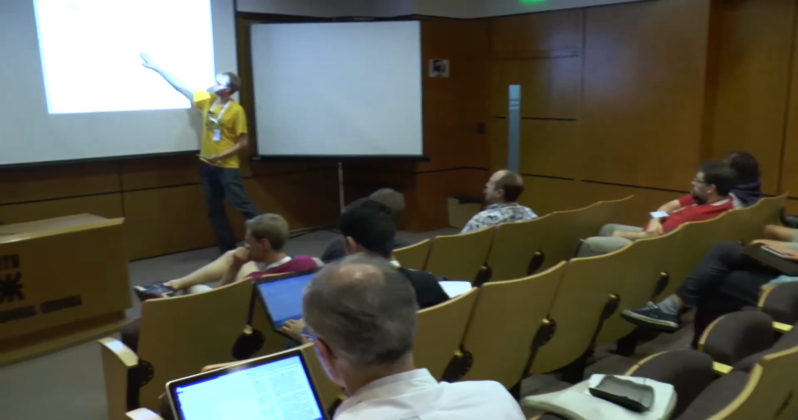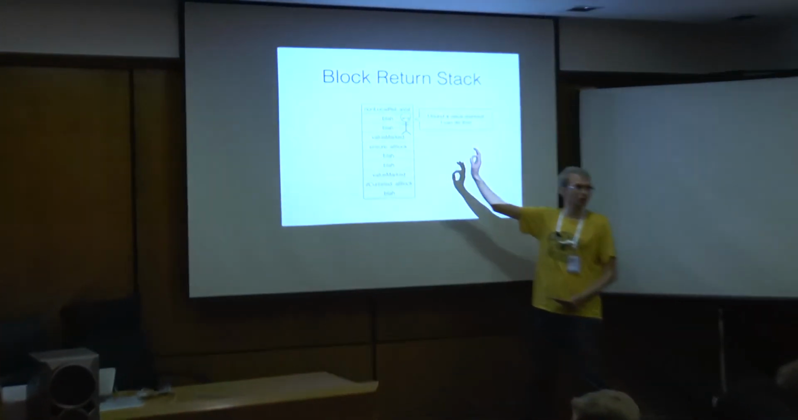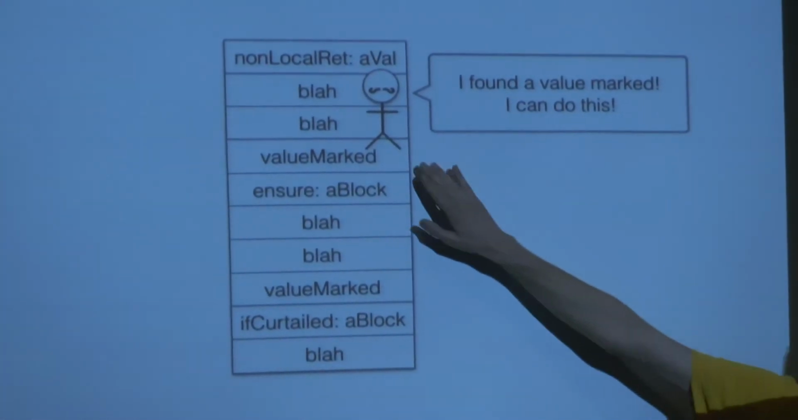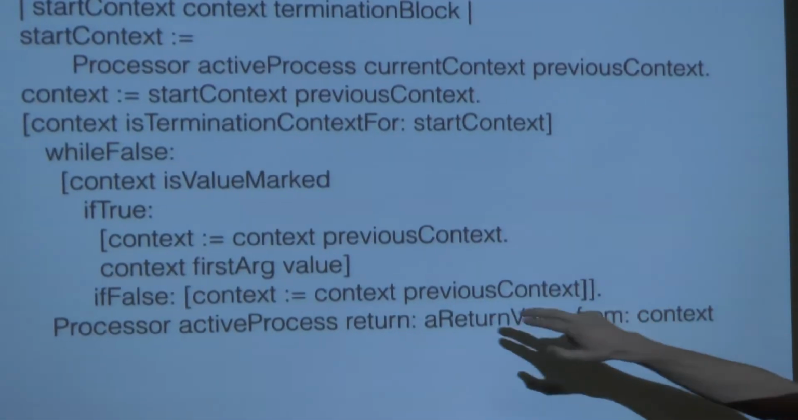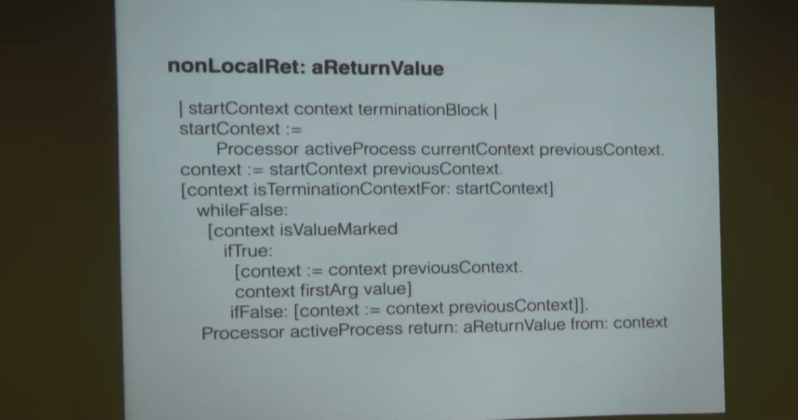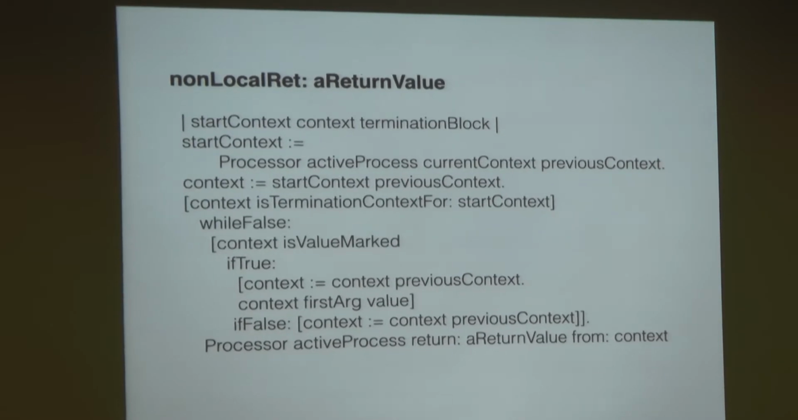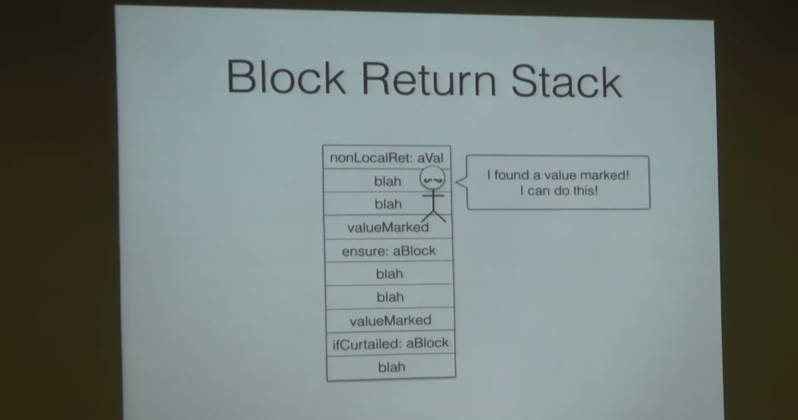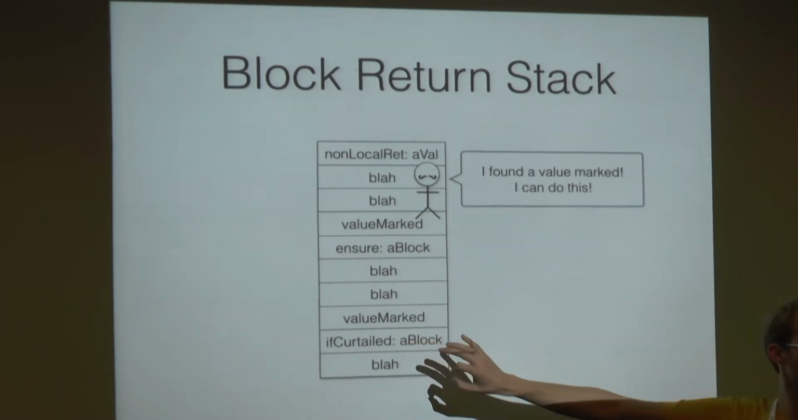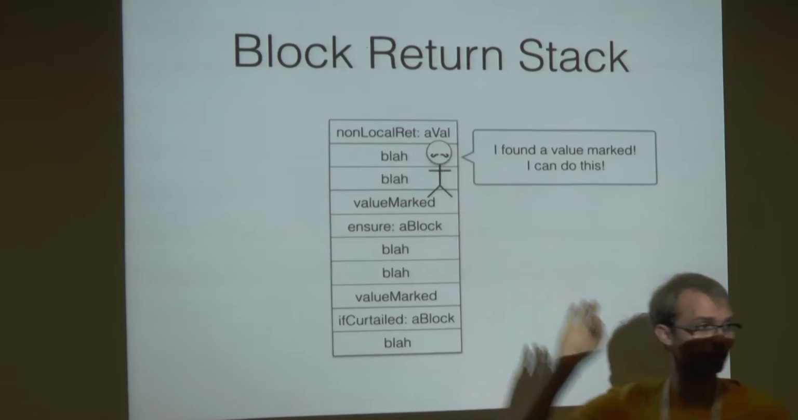Okay, so now we're walking down the stack, and we find a value marked. We know that we need to process this frame. We know that we need to send value to this block. And so John's here. He grabs the previous context, and he sends value to the first argument. That's how we activate our block arguments for ensure and if curtailed. Which means now I'm somewhere way up higher on the stack. So we're processing on the same stack that we're walking. And so our non-local return is actually a message send.